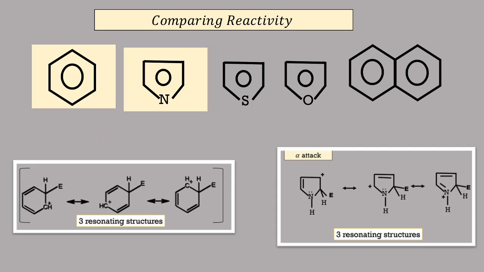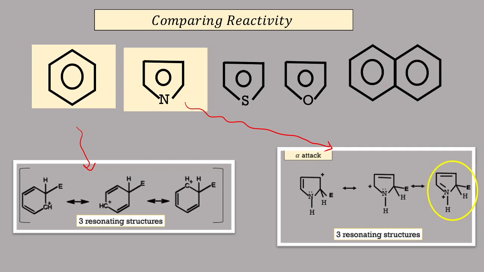So in benzene, the intermediate cation has 3 resonating structures, and in pyrrole on the alpha position, which is its best position, it also has 3 resonating structures. And you might say that there is a tie and both of them look equally reactive, but that is not the case.